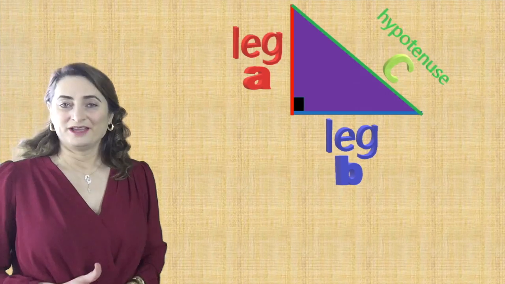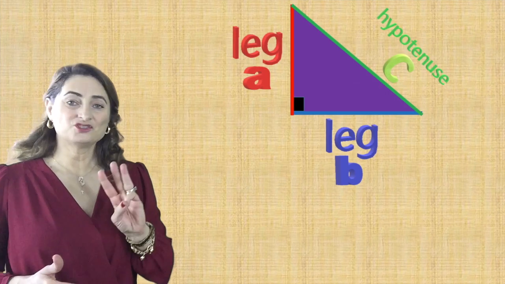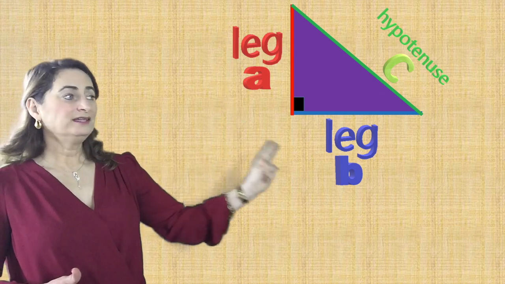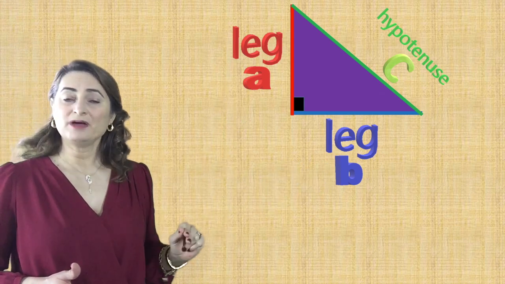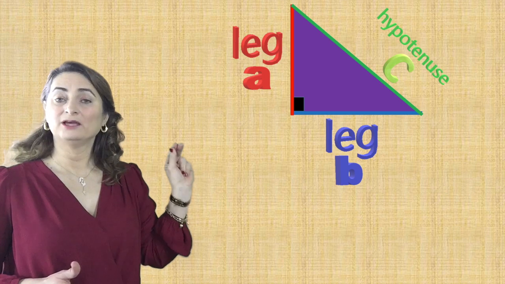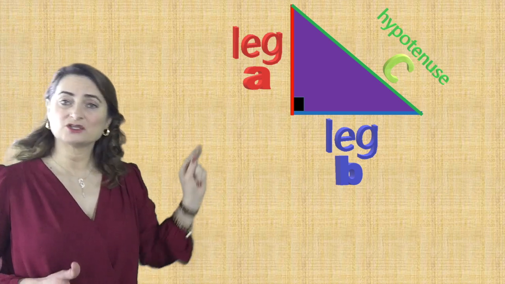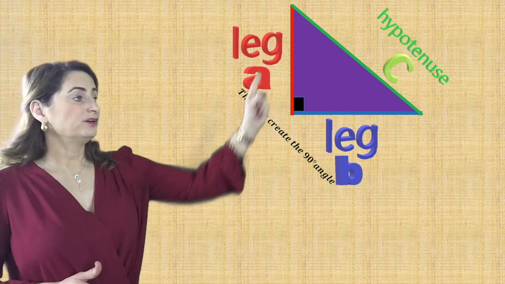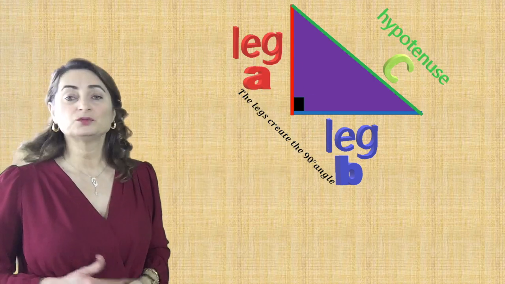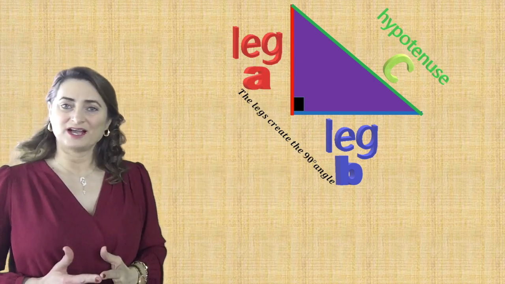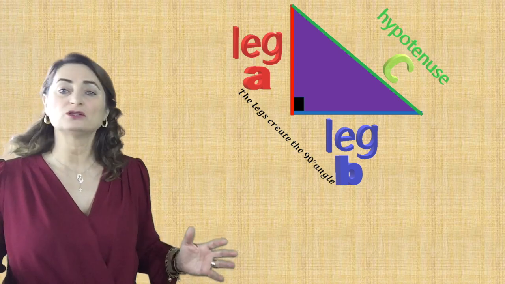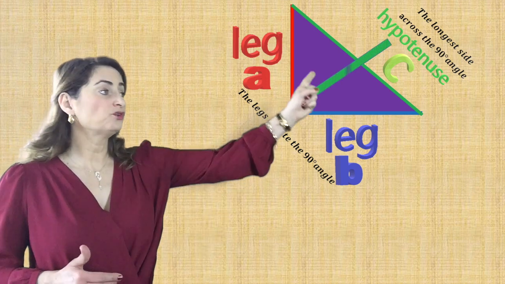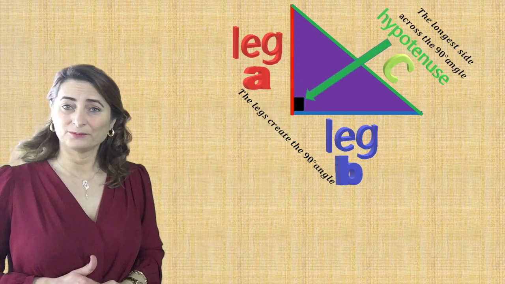So here's a right triangle. A right triangle has three sides, and each side has a name. Leg A, leg B. It doesn't matter which side we name leg A or leg B, as long as those two sides make the 90-degree angle. The third side is called the hypotenuse, which is C. I know which side is the hypotenuse because it's always the longest side of a right triangle, and it's always across from the 90-degree angle.